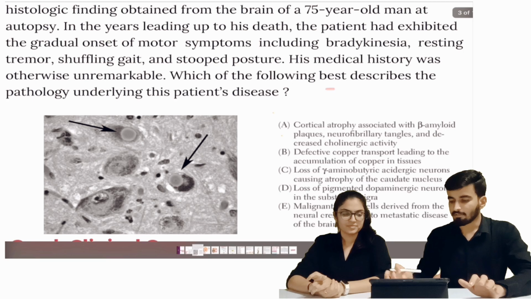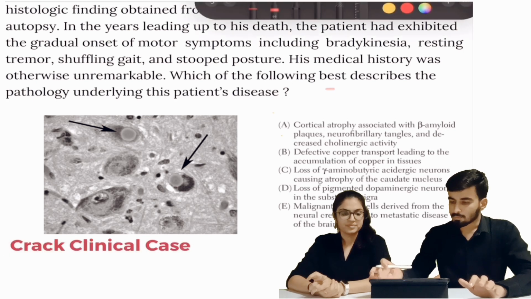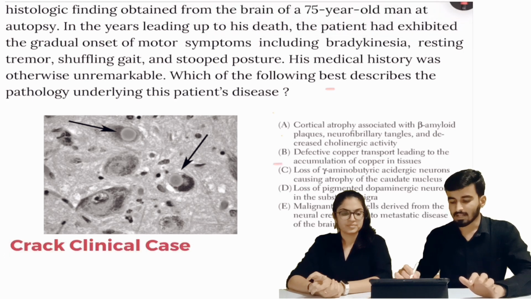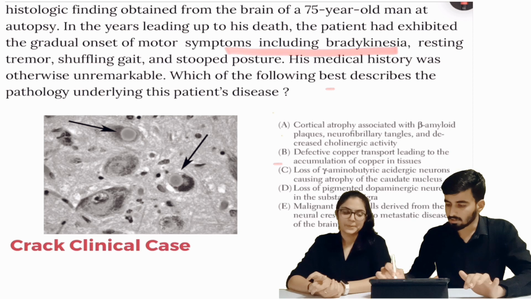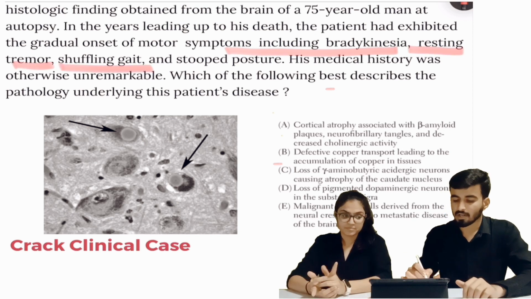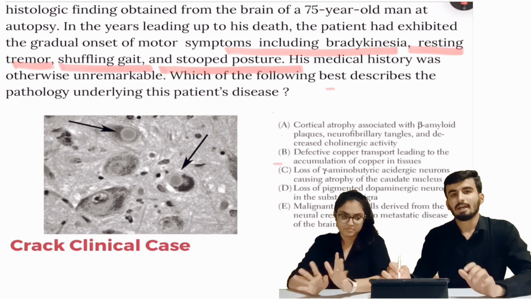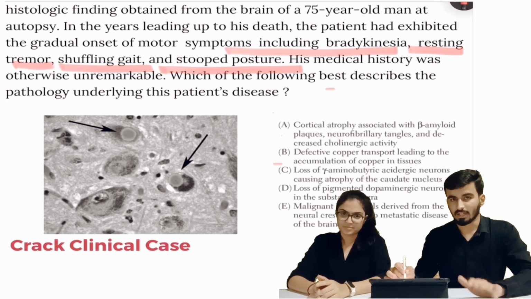Today we have a 75-year-old patient who presented with some features, and one pathology autopsy brain finding is given in this photo. The patient presented with bradykinesia, resting tremor, shuffling gait and stooped posture. There was no significant medical history. Which is the best pathology for this patient?